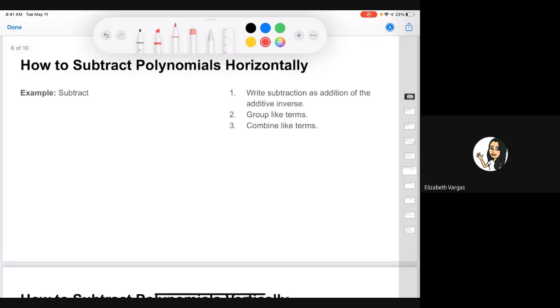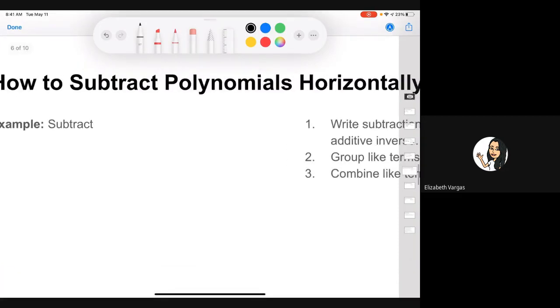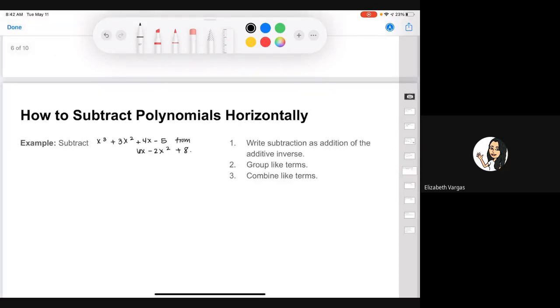All right, so now we'll go ahead and get into subtraction finally. So again, much like addition, whenever you work with subtraction, you can do it horizontally or you can do it vertically, whatever your preference is. I will go ahead and go through both. But again, it's up to your preference. So subtract x cubed plus 3x squared plus 4x minus 5 from 6x minus 2x cubed plus 8, right? So I'm subtracting those two expressions from each other.